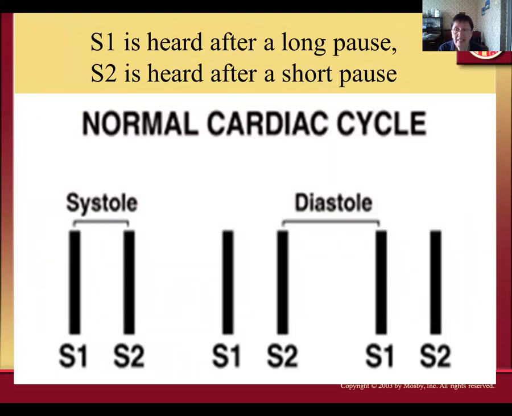You can't use the intensity of the sounds to differentiate them. Of course, we know that S1 is louder at the apex, for example, and S2 will be louder over the aorta and pulmonary artery. But you don't know that the person that you examine has normal sounds. They may be decreased or increased due to pathology, so you can't use the intensity of the sounds to differentiate them. You need to first differentiate the sounds and only then check their intensity.